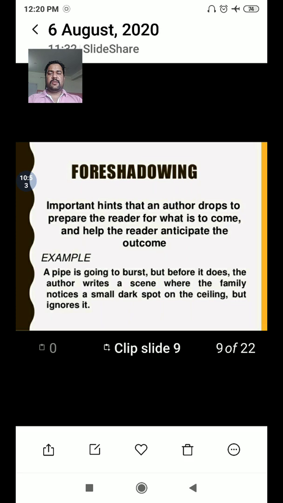For example, a pipe is going to burst. But before it does, the author writes a scene where the family notices a small dark spot on the ceiling but ignores it. So, a family is sitting in the house and they see a small dark spot on the roof and they are ignoring it. And after that, some plaster from the roof falls on the ground and then the pipe bursts. So, he creates this kind of situation, that is foreshadowing.